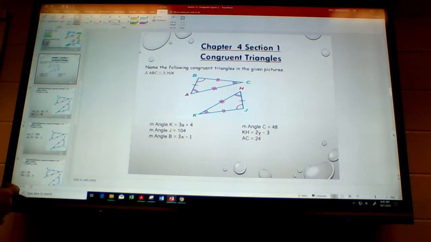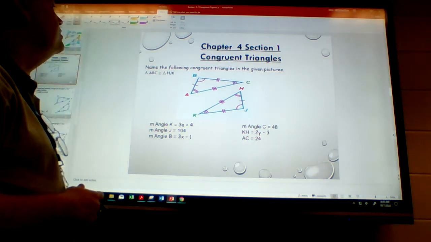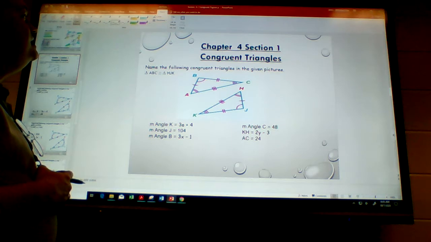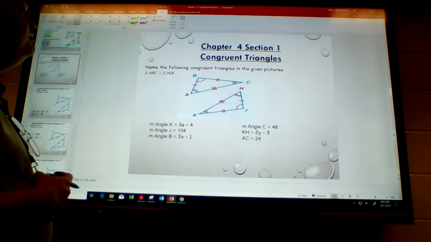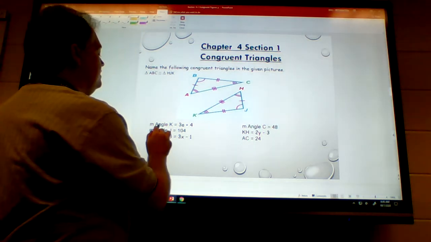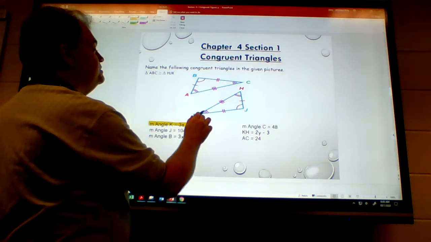Now, let's look at this particular example. Triangle ABC is congruent to triangle HJK. So the same diagram as before. Now, let's look at the following. Here's what we know. We know that the measure of angle K equals 3A plus 4. That is this one right here.